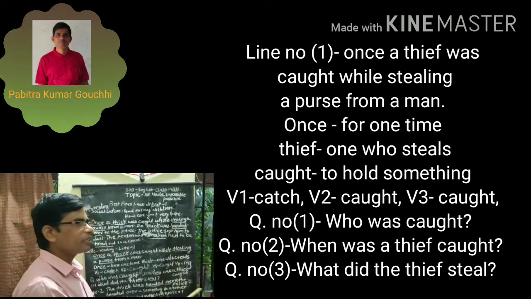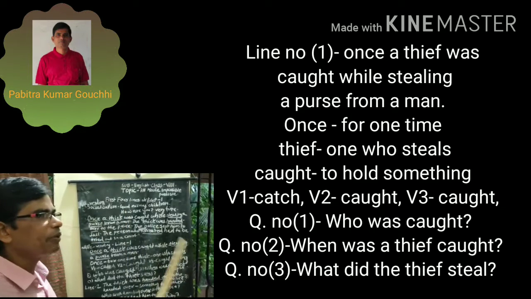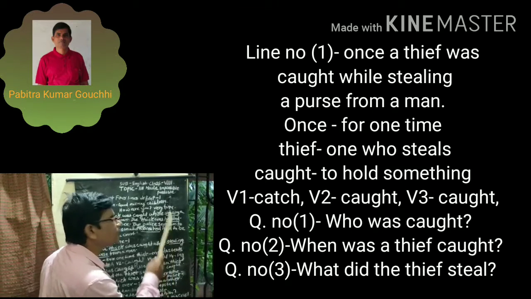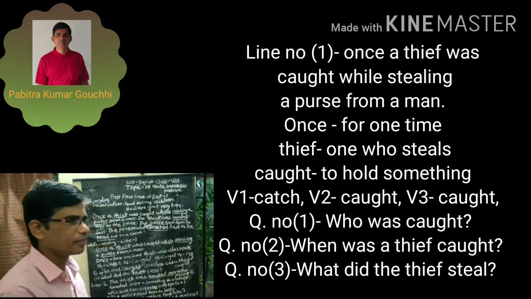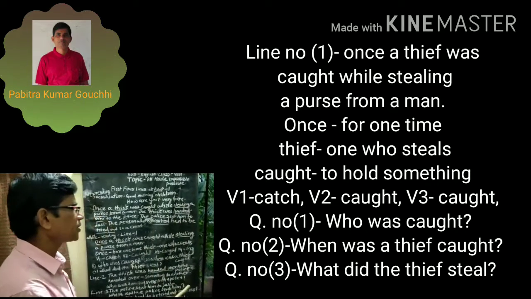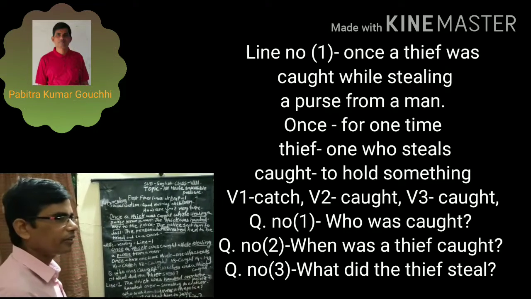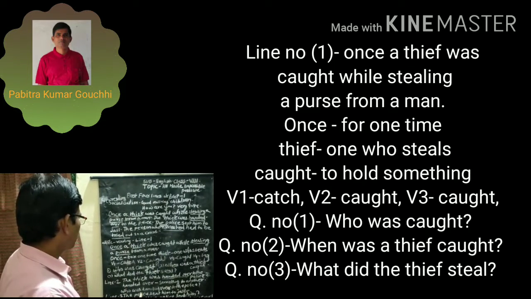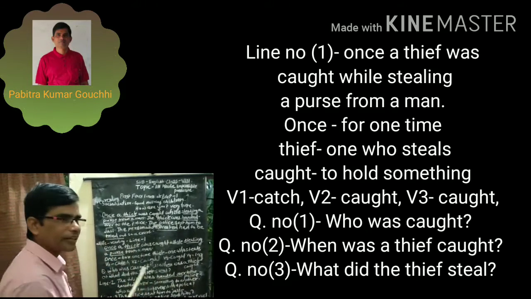Stealing means, present form steal. V1 steal, V2 stole, V3 stolen, V4 steal plus ing. Steal means to take by theft. Purse means a money bag from a man. Understand? Then this line, divided into two lines, is called a complex sentence.